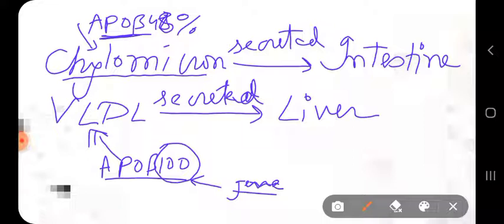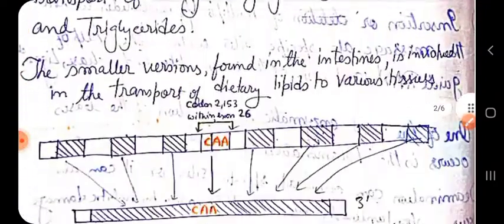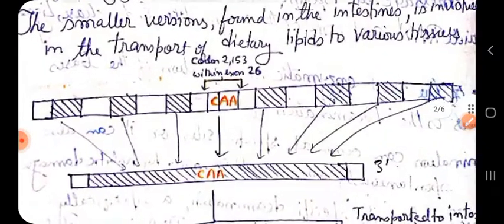Now, in order to understand, we have to look at the pre-mRNA that codes for that apolipoprotein B. Okay, if I zoom it out now, we have to look at the pre-mRNA.